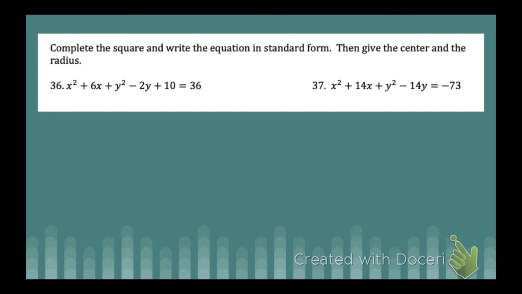And finally, in 36 and 37, we are using completing the square in order to write this in standard form. So focus on the x's, complete the square, focus on the y's, complete the square, and then you will have your equation in standard form, and you can identify the center and the radius.